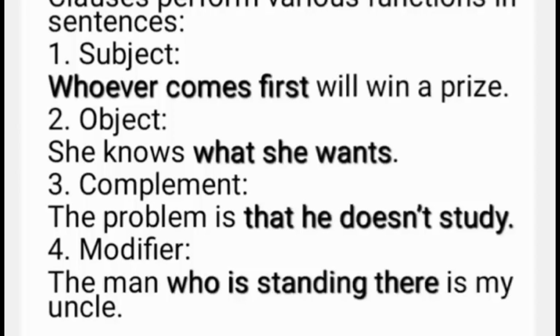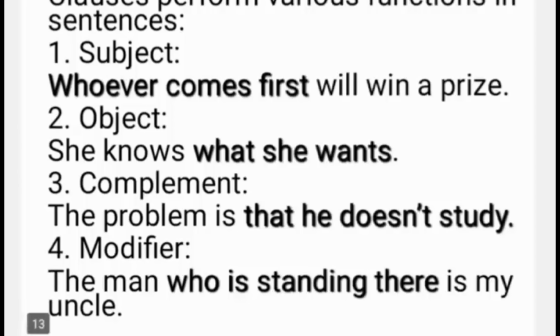Number three, complement. A complement describes the subject or the object. The problem is that he doesn't study. It describes the problem. What is the problem here? That he doesn't study. That is the complement. It describes the problem.